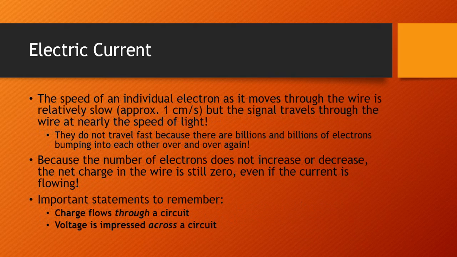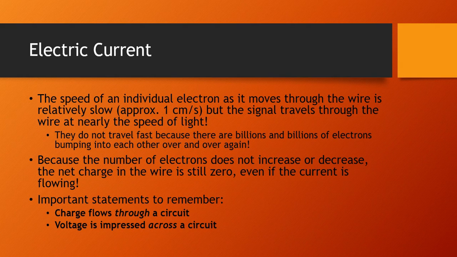Now again, the speed of each electron as it moves through the wire is very slow. It moves really randomly in all directions. But what happens is there are just so many that they start to bounce into each other, and they push each other just a little bit along in the wire. So even though each of the individual electrons moves relatively slowly, about a centimeter every second, the signal in the wire travels at nearly the speed of light.